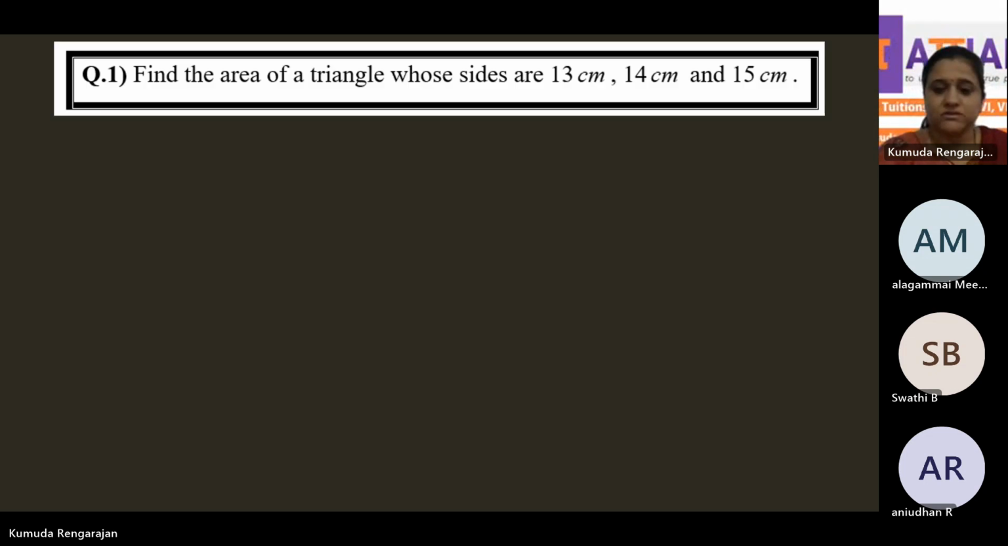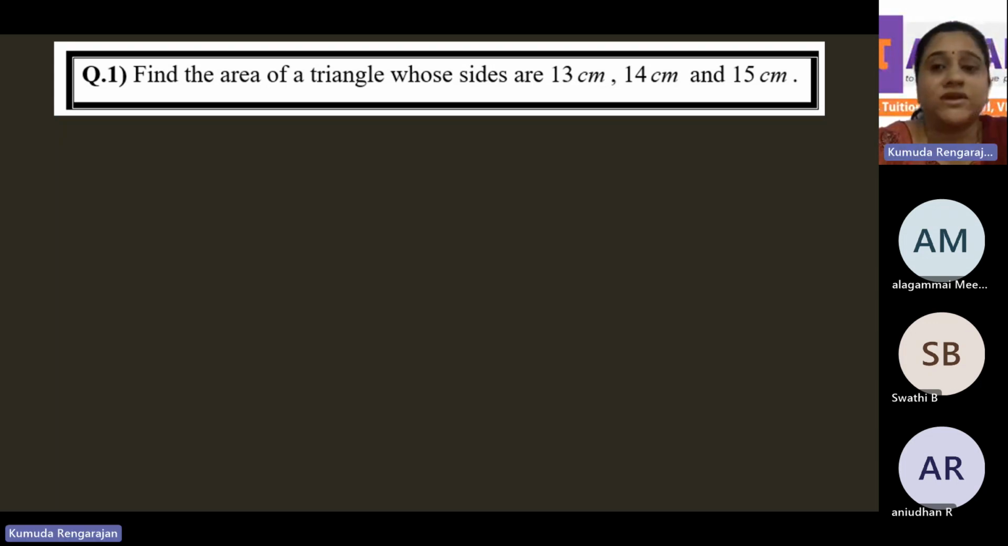But what is new then? Area of triangle, area of quadrilateral, we already know how to do. But then what is new? So the new thing is here, you will be given a triangle with only the sides known to you. Only the sides known to you. Triangle will be given. And see here like this. Find the area of a triangle whose sides are 13 centimeters, 14 centimeters, and 15 centimeters.